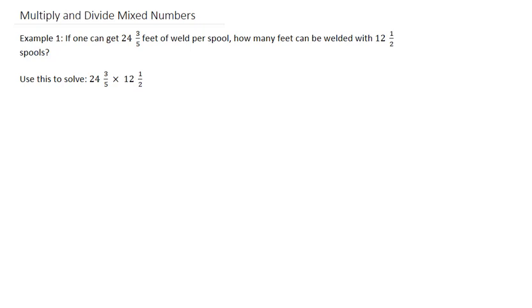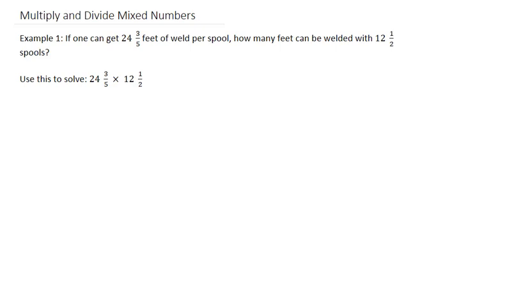Multiply and divide mixed numbers. Example 1. If one can get 24 and 3/5 feet of weld per spool, how many feet can be welded with 12.5 spools? So for us to solve this question, we're going to need to multiply these two numbers together.